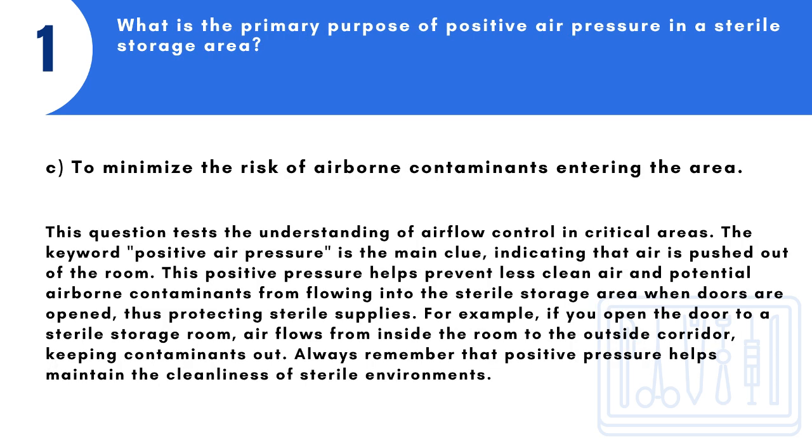Answer: C. To minimize the risk of airborne contaminants entering the area. This question tests the understanding of airflow control in critical areas. The keyword positive air pressure is the main clue, indicating that air is pushed out of the room. This positive pressure helps prevent less clean air and potential airborne contaminants from flowing into the sterile storage area when doors are opened, thus protecting sterile supplies.